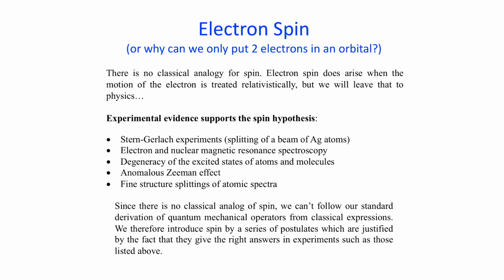So again, there's no classical analog. We're not going to follow our standard derivation of this quantum mechanical operator or quantum number like we've done for our previous examples. What we're going to do instead is just introduce spin by a series of postulates. And again, remember our postulates are just rules that are really justified by the fact that they work. We just haven't encountered a situation yet where we've been able to disprove that this works.